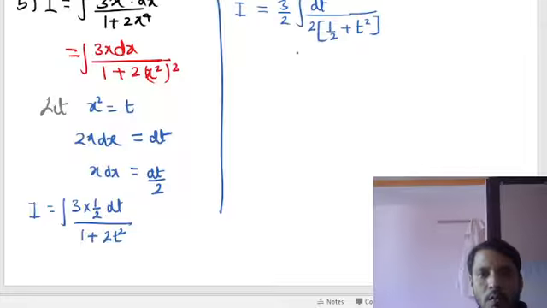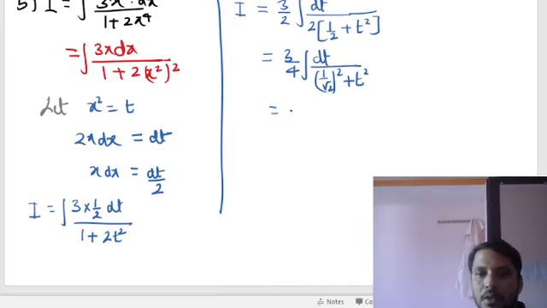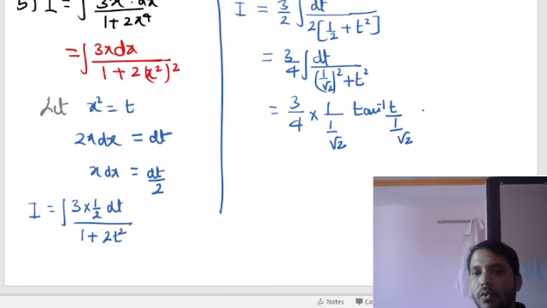Now what we can do here, we have taken 2 common here, and already we have 3 by 2, means it will become 3 by 4, right? 2 into 2 is 4. Now integration of dt, 2 can be written as 1 by root 2 whole square plus t square. So to avoid any confusion, always we are making the coefficient of variable as unity, means now we can apply the formula. This is 1 upon a square plus x square, means 3 by 4 as it is, and here it is a, so 1 upon a we are writing, actually 1 upon root 2, and then tan inverse of x by a, that means t upon 1 by root 2 plus c.